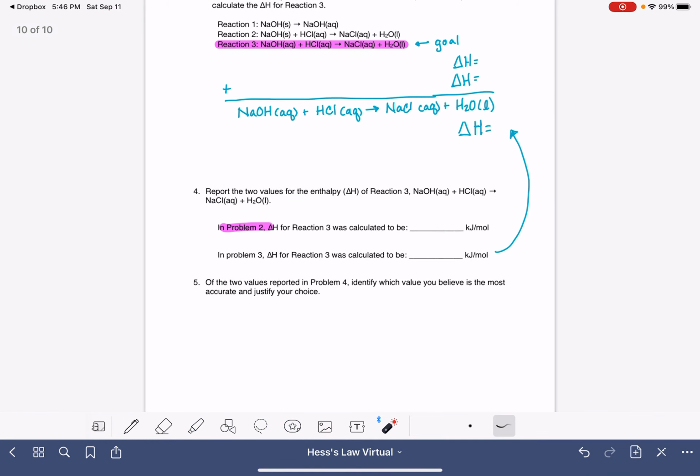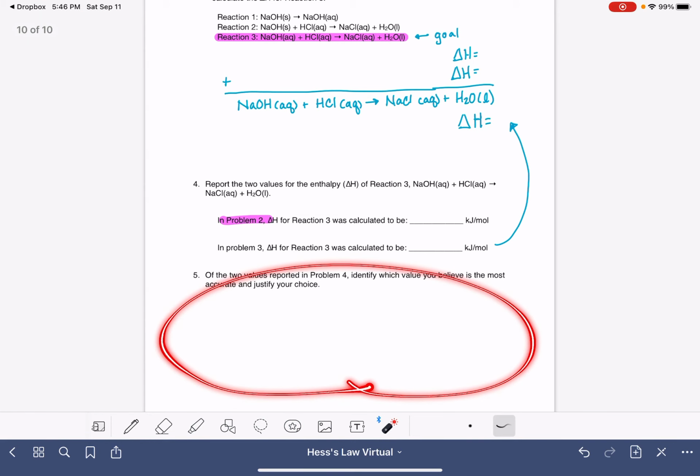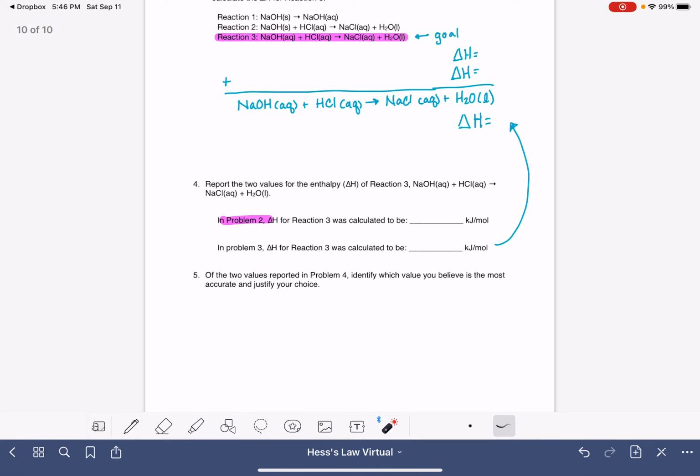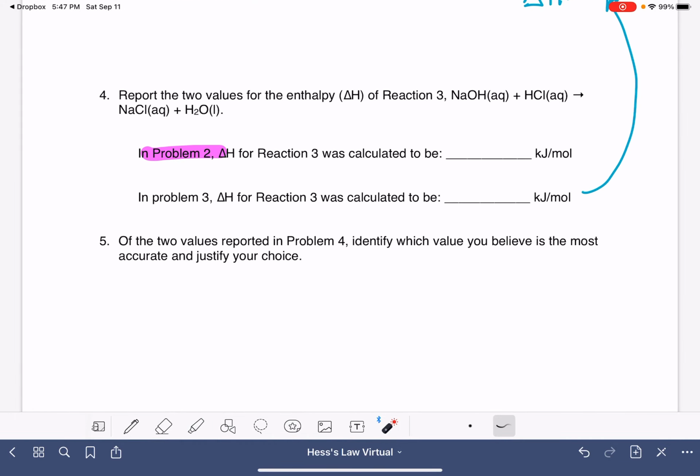And then what you're going to do is figure out which one of these values you think, I guess I shouldn't say figure out, you're going to make a guess about which value you believe to be the most accurate. Now, I don't know which of these is the most accurate. It really depends. This is your opinion. Identify which value you believe to be the most accurate and then justify it.